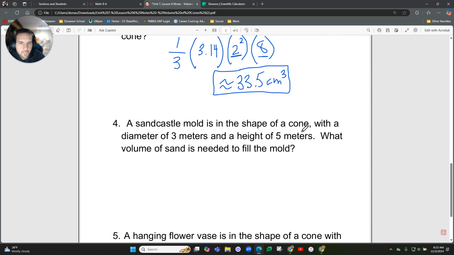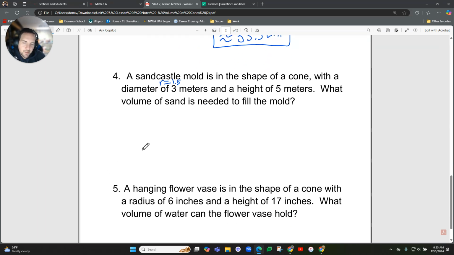Okay, question number 4. It says the sandcastle mold is in the shape of a cone with a diameter of 3 meters. Again, we want the radius, so we're going to do half of that. So radius is 1.5, because half of 3 is 1.5, and then a height of 5. Okay, so once again, I'm going to keep saying this. You do not have to rewrite this equation every time. You can just change the radius and the height in Desmos, but I'm just going to write out the equation each time just to kind of show you all the steps.